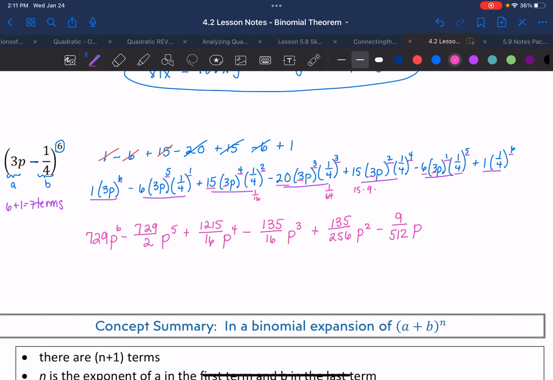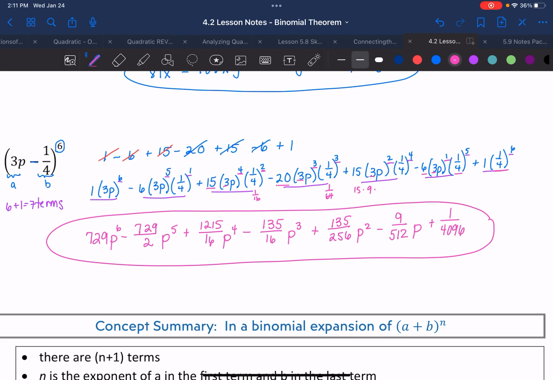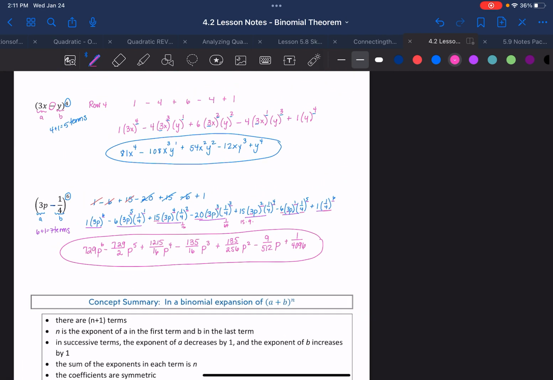And the last is simply expanding 1/4 to the 6th power. So really it's 4 to the 6th power is 4,096, but you'll have that in fraction form of 1 over 4,096. So this is our final polynomial after we expand our terms.